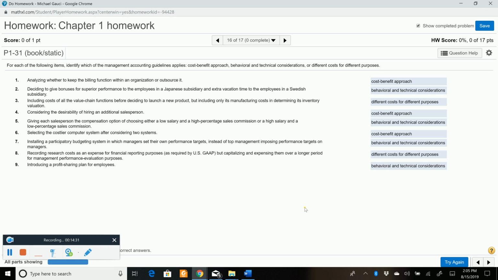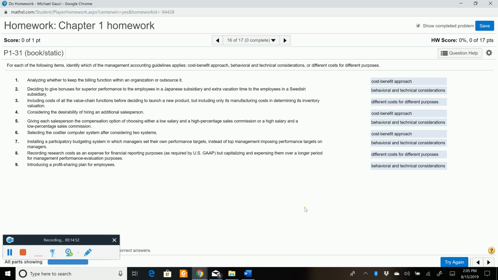Number 1, analyzing whether to keep the billing function within an organization or outsource it. So we're deciding, should we keep it internal or external? Now, cost-benefit approach probably fits this best. What is more costly and what's going to give us more benefit?